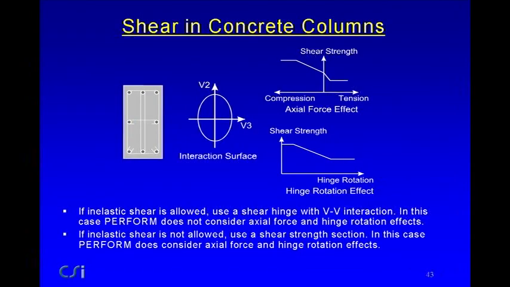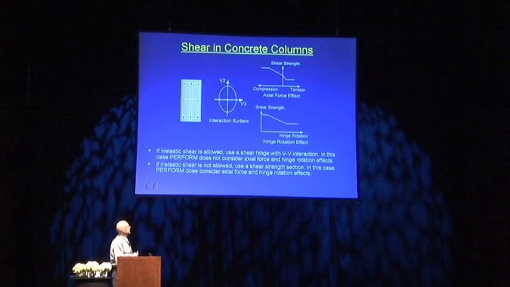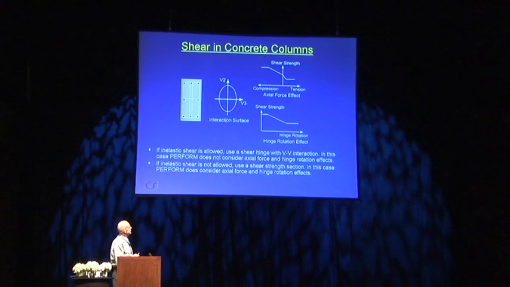Shear in concrete columns gets a little more complicated than in a beam. You're still going to have shear hinges, but they're a little more complex. Firstly, you have shear in two directions, and so you have an interaction surface. It may be circular, it may be elliptical, it may be some other shape. You have some control over the shape within Perform. The shear strength can depend on the axial force, and the shear strength can depend on hinge rotation. So you could take into account some of these complicated interaction effects.